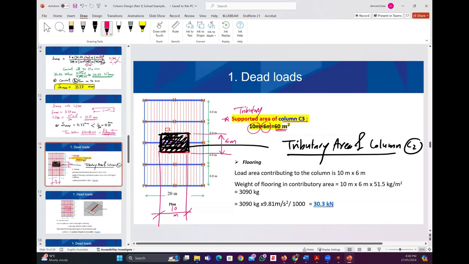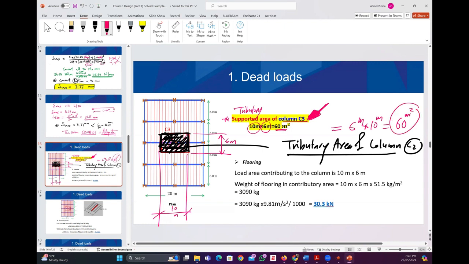Do you have any problem with that? If this is not correct, all the column calculation will be wrong, so you need to make sure this value is correct. So tributary area, 6 meters times 10 meters equals 60 square meters.